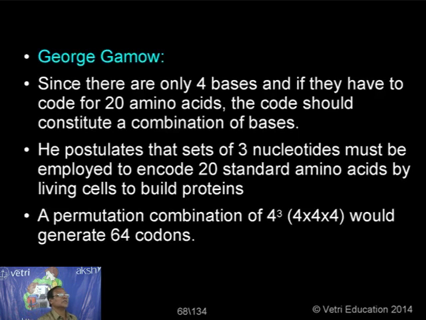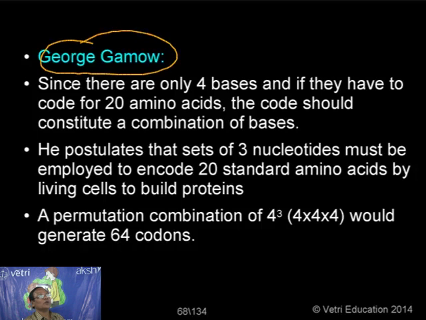Let's see some of the persons who contributed towards the genetic code, the historical aspect. The first person, George Gamow. You know that we have only 4 bases in a DNA molecule: adenine, guanine, cytosine, thymine; or in the case of RNA, adenine, guanine, cytosine and uracil. And in nature we have nearly 20 different amino acids. So possibly the code should contain a combination of bases.